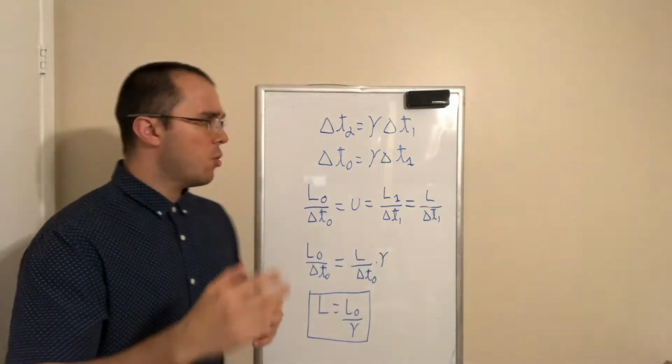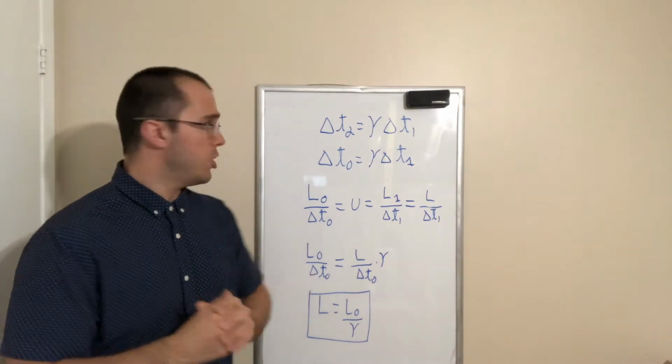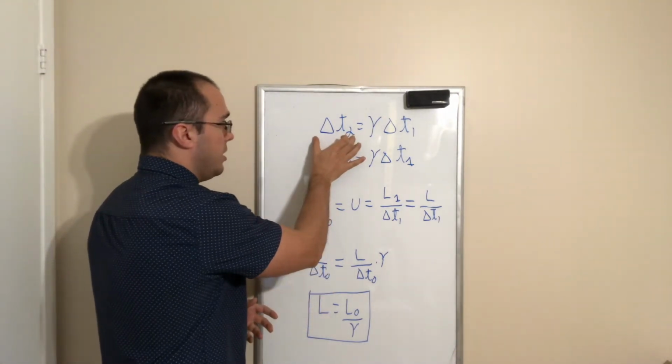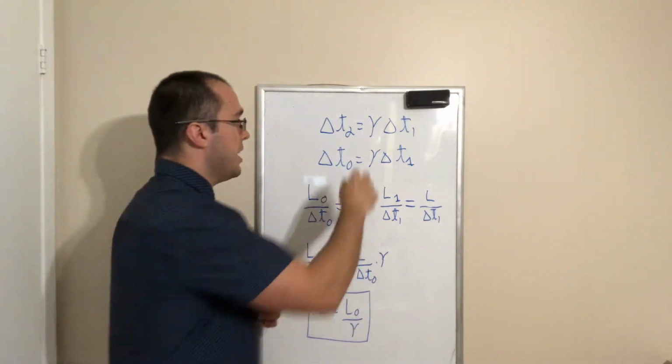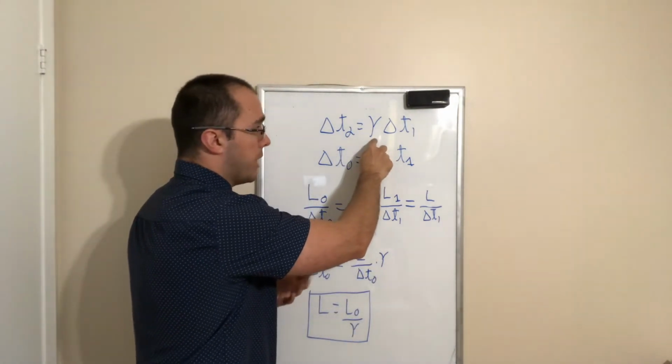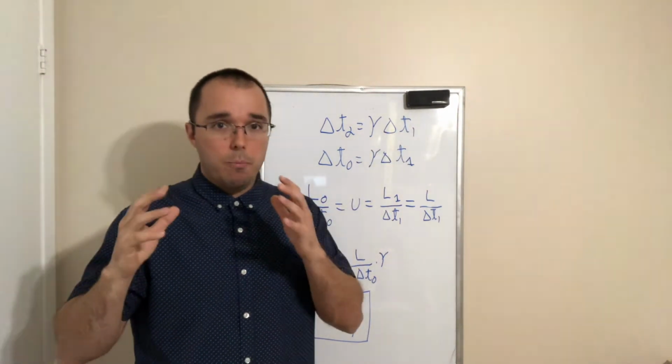So first, let's go back to the formula we've seen in chapter 8.3, time dilation. We've seen that delta T2, or the time for the person at rest, is equal to the relativistic factor, or gamma, multiplied by the time elapsed in the moving frame.